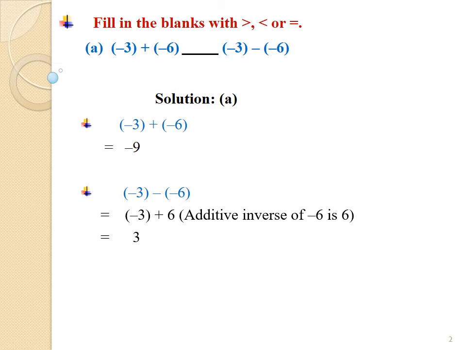Students, now we have to compare -9 with 3. Students, we know that -9 is a negative integer, and a negative integer is always smaller than a positive integer. Thus, -9 is less than 3. So, we can say that -3 plus -6 is less than -3 minus 6.